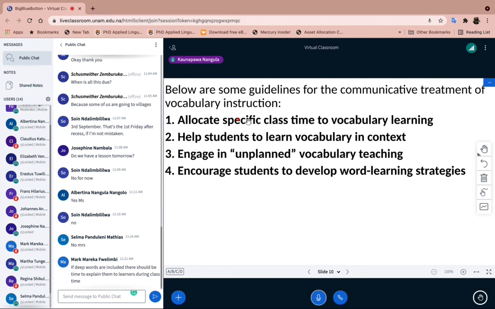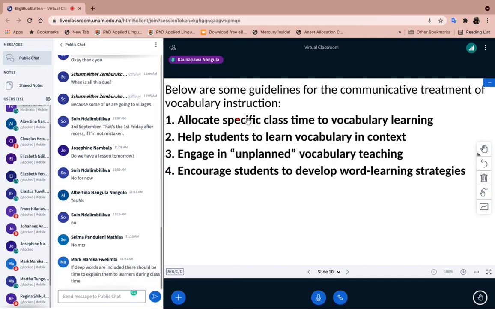Yes, of course. So in other words, from what Mark has mentioned and also Claudius, Claudius mentioned about a specific time within your lesson that you need to concentrate on vocabulary learning. Don't just say, we are going to concentrate on the 4 skills, listening, speaking, writing, and reading, but also make time to look at specific vocabulary words. And then we'll look into details about that.